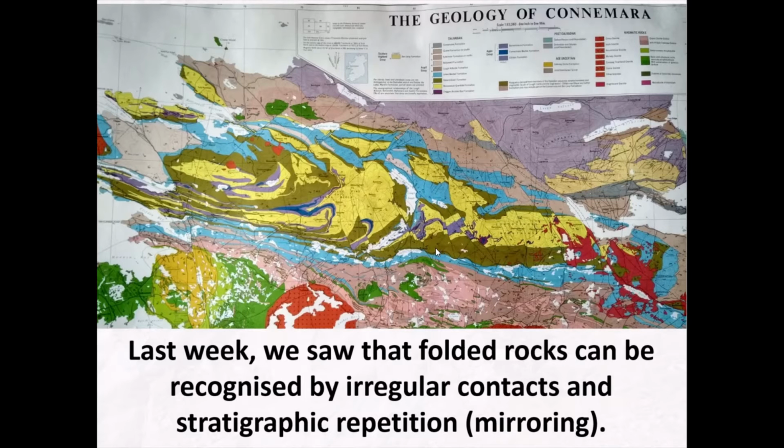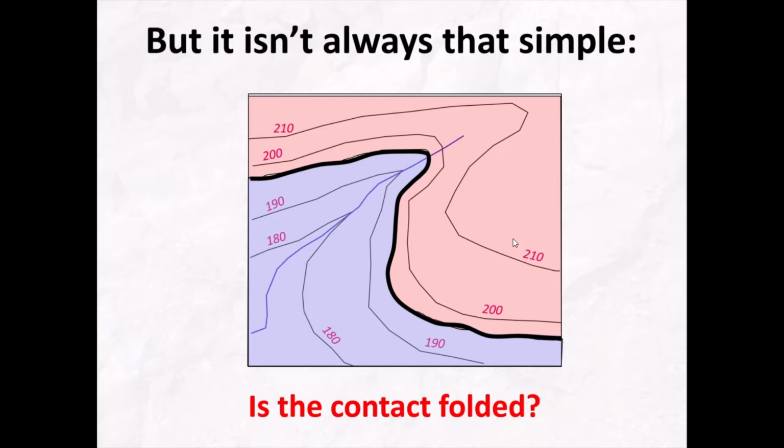It's not a linear feature. And we can see that there's this very obvious mirroring, like in the core of our fold here we're into our yellow, then we go into our sort of brown, and then into our blue, and we do the same thing on the other side. But it isn't always that simple.